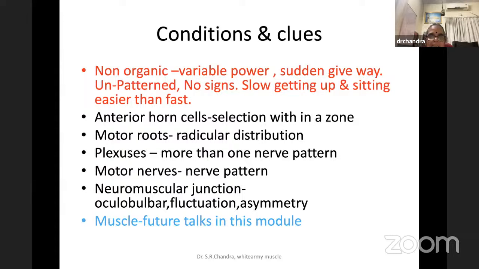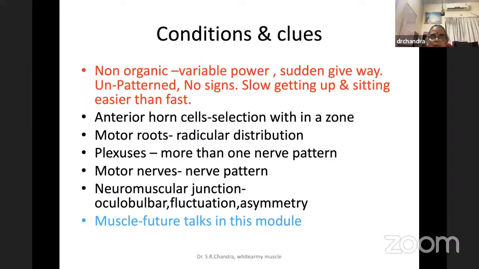And motor root, as I said, has the classical radicular pattern. And plexus, what is the plexus pattern? More than one nerve coming from the plexus. For example, if you ask whether my patient is having a femoral neuropathy or an L3 radiculopathy or a lumbosacral plexopathy, when you examine, if you find that the femoral nerve and the obturator nerve are involved, then it is a plexopathy. So if more than one nerve coming from a plexus is involved, it is likely to be a plexopathy. And motor nerves have got a nerve pattern, like the radial nerve or posterior interosseous nerve or anterior interosseous nerve. So they will have a nerve pattern. The muscles supplied by that nerve alone will be affected. And neuromuscular junction disorders have got a typical pattern of oculobulbar involvement, fluctuations, asymmetry, and variability.